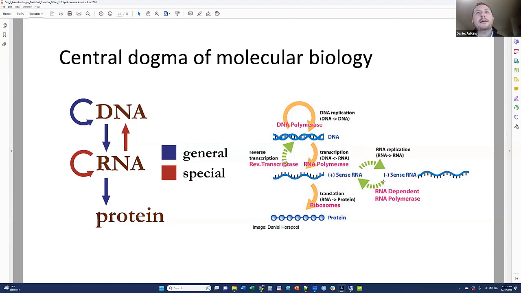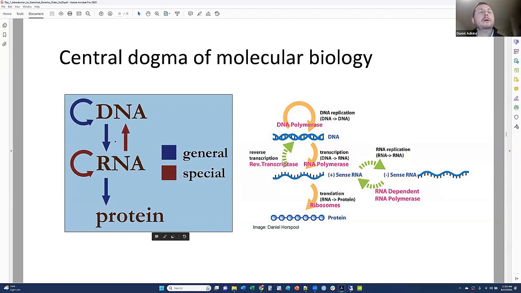Just the one on the right side of the screen does it with more detail. So let's start on the left side of the screen with this figure. And basically what the central dogma of molecular biology tells us is that the flow of information, overwhelmingly, although there are some special cases where these principles do not hold, but in general, the flow of biological information proceeds from DNA to RNA to protein.